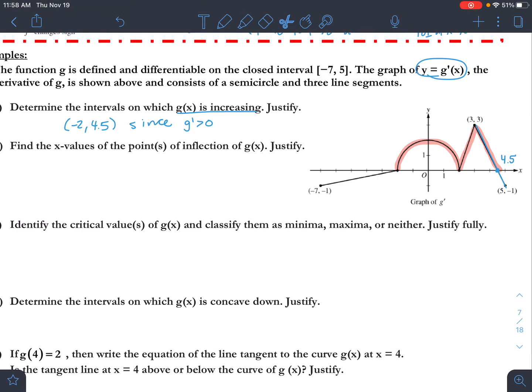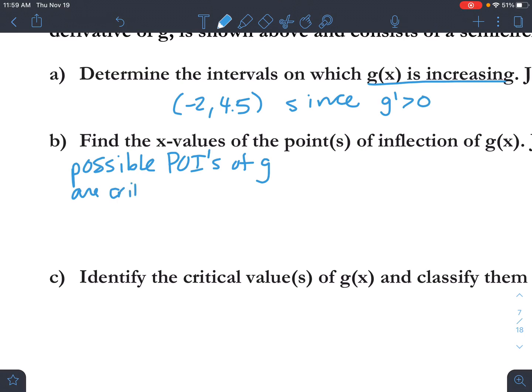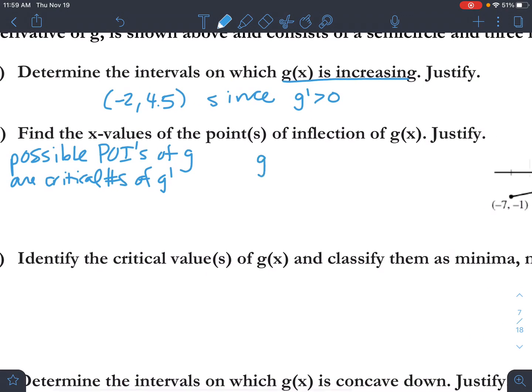Okay, well, what does that look like? Well, possible points of inflection, okay, we want to know if it changes sign. So first we're going to have to write down possible ones. Possible POIs of g are critical numbers of g prime. All right, aka we're looking at some corners where g double prime changes signs.